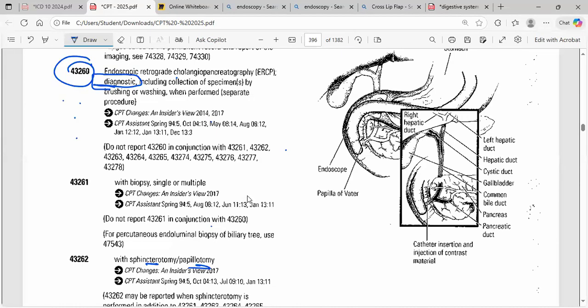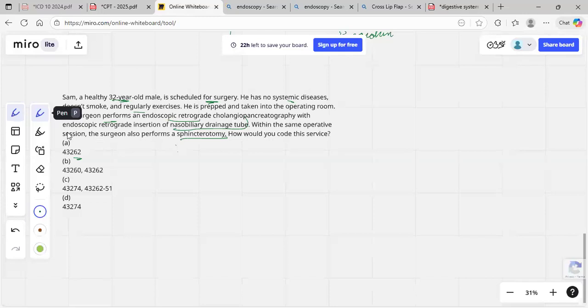You have to remember one thing always. You cannot bill a diagnostic and a therapeutic procedure at the same time. So answer B is completely ruled out, because we cannot bill the diagnostic as well as the therapeutic procedure at the same time. So B has been ruled out.